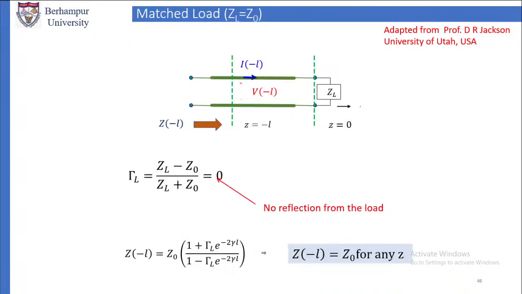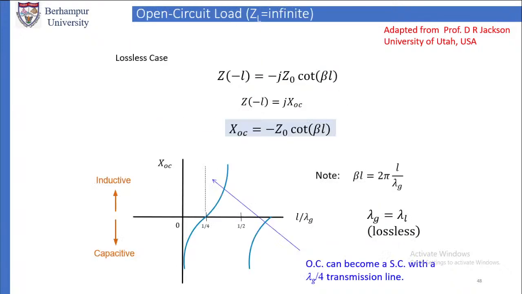Now we are writing this: Z is equal to minus jZ0 cot beta L, that you can write again as jXOC. OC is for open circuit. We are considering an open circuited load, therefore XOC, that is the reactance part. So the transmission line section can be reactive or short or open.